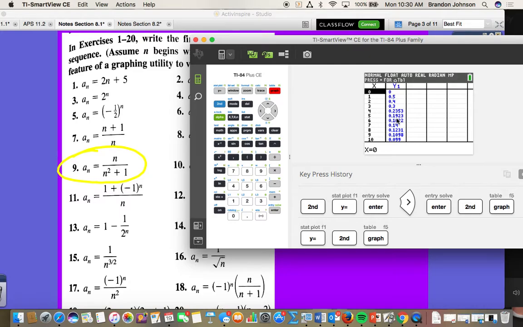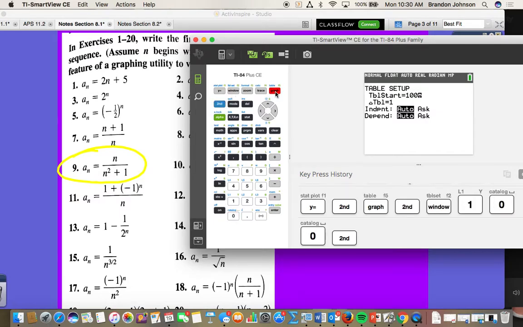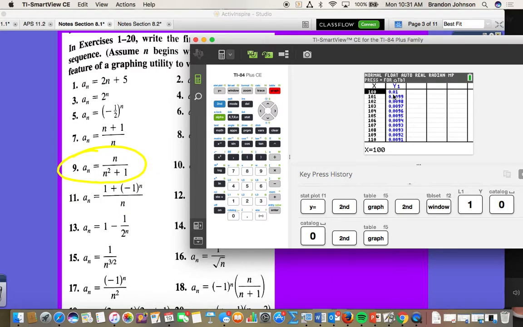How do you plug that in again? Like if you're looking for a specific one. If I plugged in a specific one, you could just go to second window, and let's say I was looking for the 100th term, you start at 100. I just start at 100, and then once I go to second graph, all of a sudden I've got, okay, the 100th term is 0.01 in this sequence. Cool? Does that make sense?